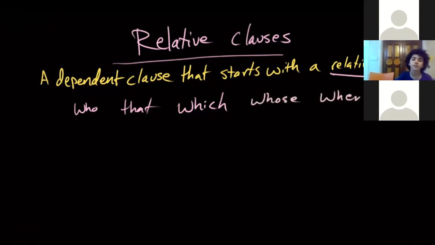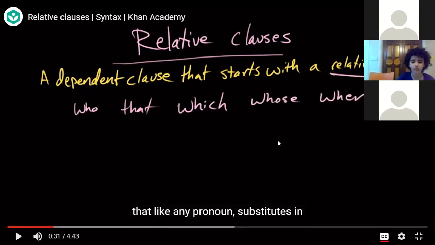Whose or where. Whose is for possession. Possessive, do you remember the possessive? Something belongs to you, belongs to your mother, your teacher, and so on. Whose is for possession, something that belongs to you. Where is for places. Where for places? Yes, where for places.